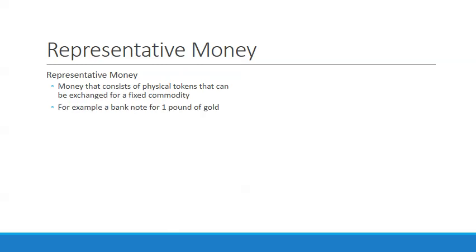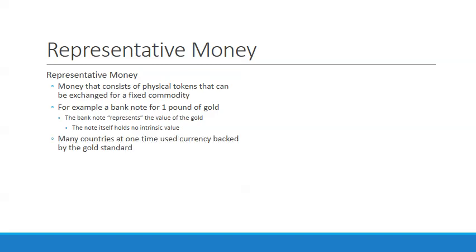And this is the most common form of representative money we would see. It is using paper money that says this is how much that note's worth. The banknote itself is only representative of the value of gold. Its value is entirely based on it saying how much gold you actually had control of. The note itself in terms of value has nothing. It's just worthless. Many countries at one time used currency backed by the gold standard. It was pretty common that that's how everything worked.